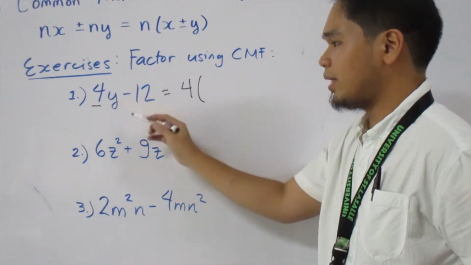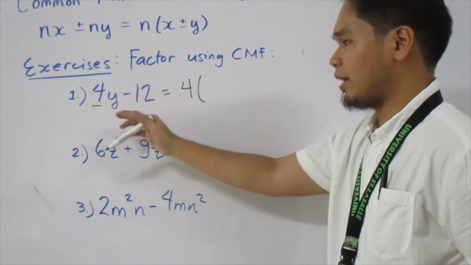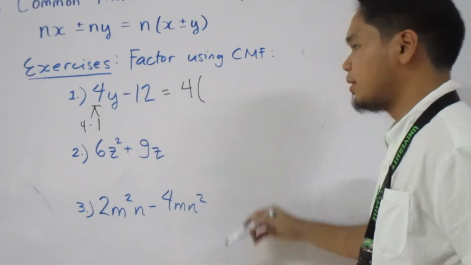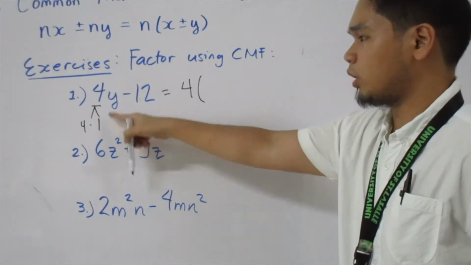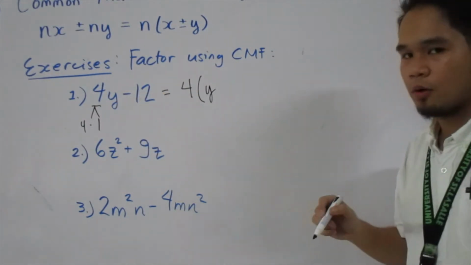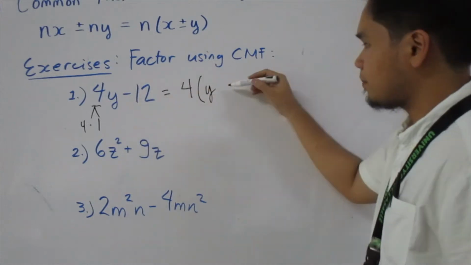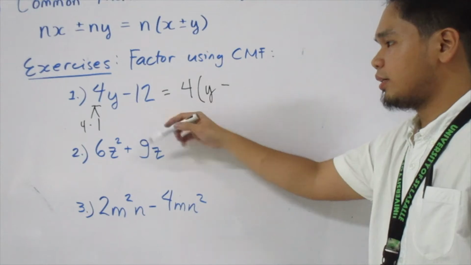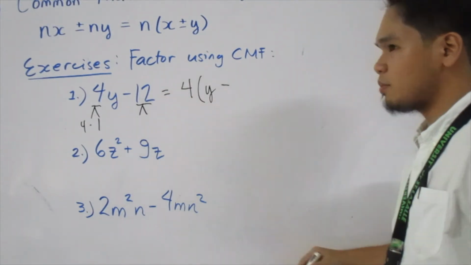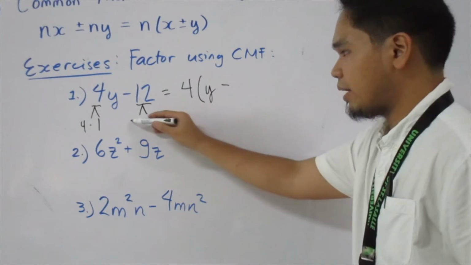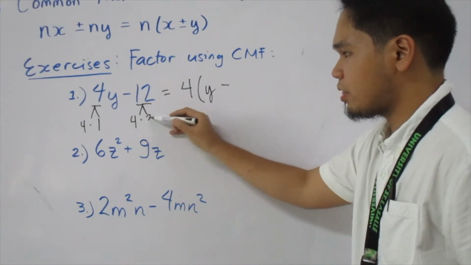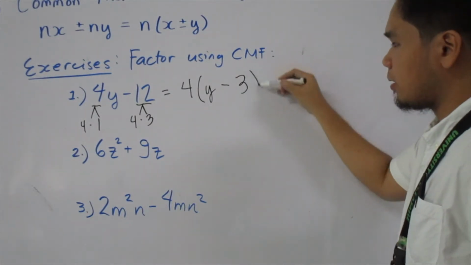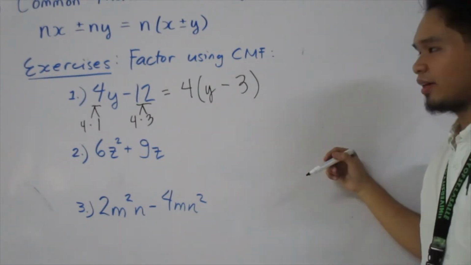Imagine 4y. We're going to get the 4 out. So what will happen here? We will just get the 4, and there will be a 1 left, since 4 is 4 times 1. So there will be a 1 left, and 1 multiplied by y will simply be y. Copy the sign, minus. This 12 is also a multiple of 4. Thinking of 12 as a multiple of 4, imagine that 12 is 4 times 3. So if we get 4 out, we will be left with simply 3. So this is your answer number 1: 4 times the quantity y minus 3.